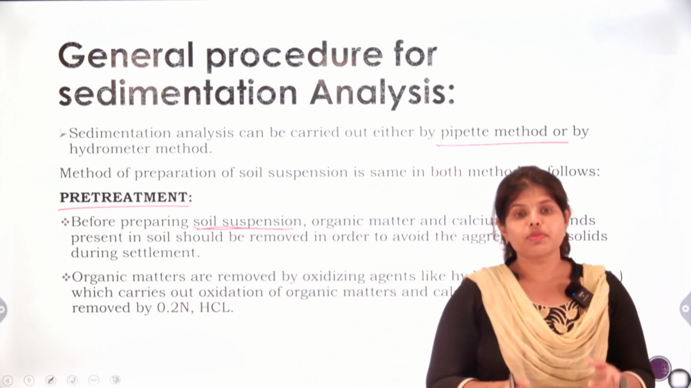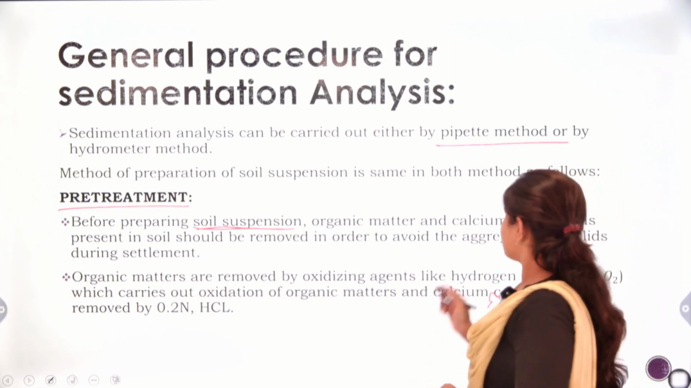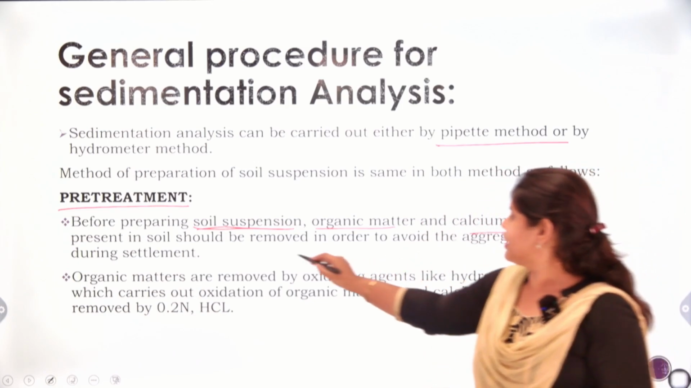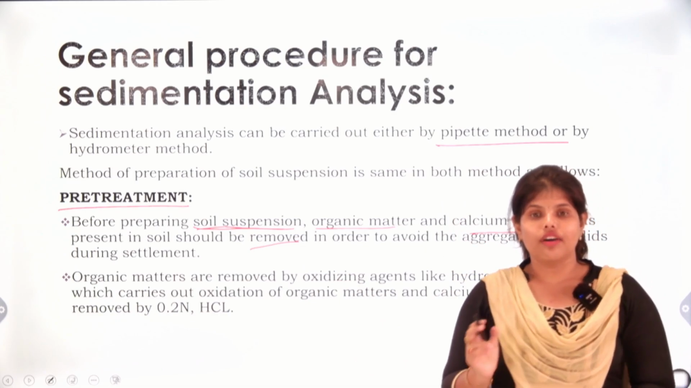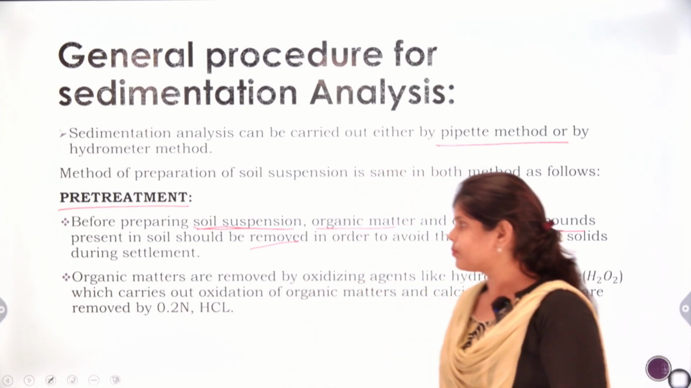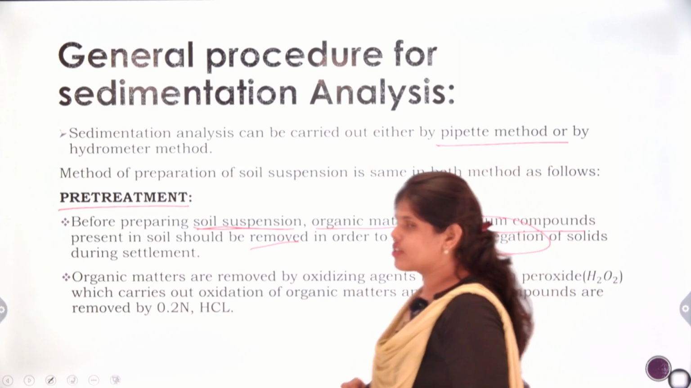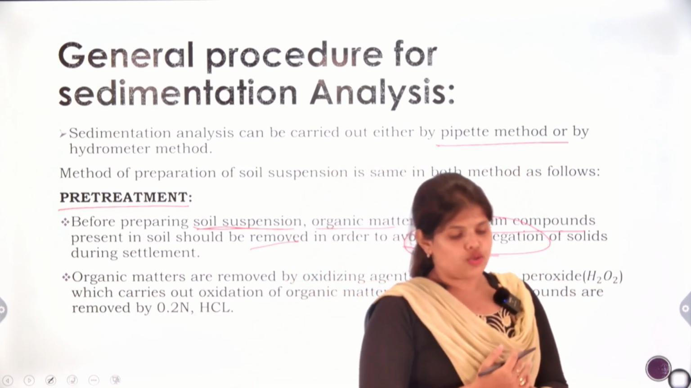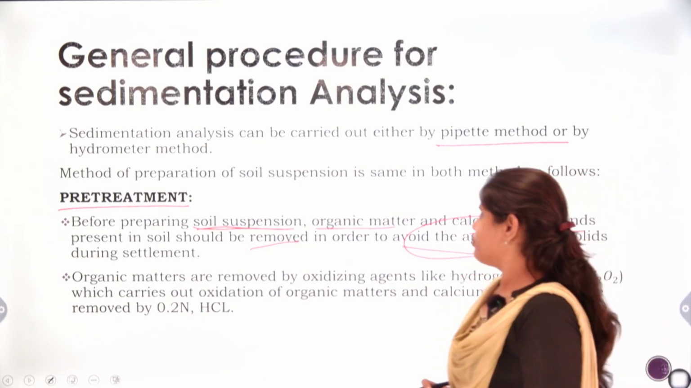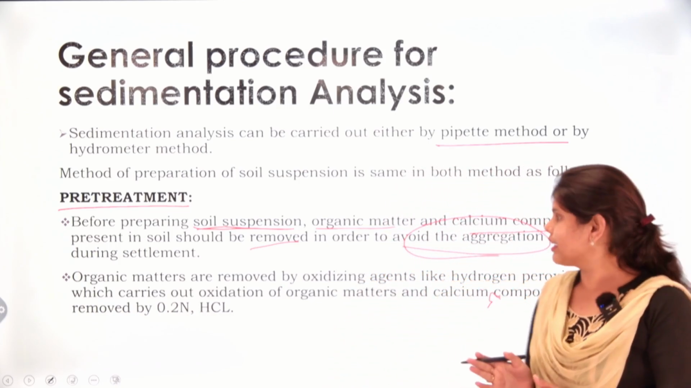So before preparing the soil suspension, we need to remove the organic matter and calcium compounds present in the soil, in order to avoid aggregation of the soil particles during settlement. Aggregation is the clumping together of particles, so if organic matter and calcium compounds are present, the particles will aggregate. We need to remove them.